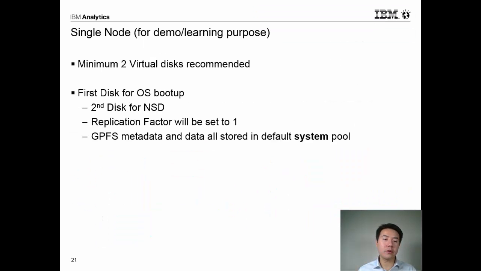So if we're in a single node configuration, and you might have this for demonstration or learning purposes, you can easily enable this by adding an additional virtual disk to an existing virtual machine. And so the first disk that you have on that virtual machine for one node will be used to boot the operating system. You can add a virtual disk to the environment, and that virtual disk can be used for GPFS. Now, because your resources are limited in this environment, replication factor will be set to 1 automatically, and the metadata and the data will reside in a single system pool.